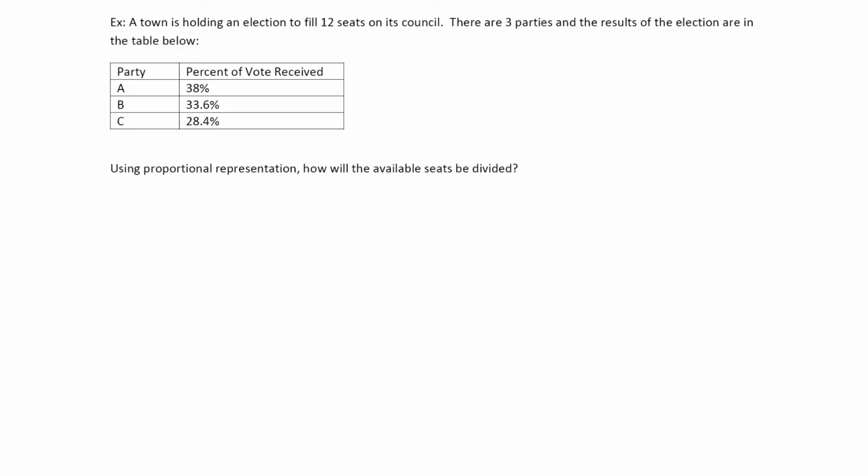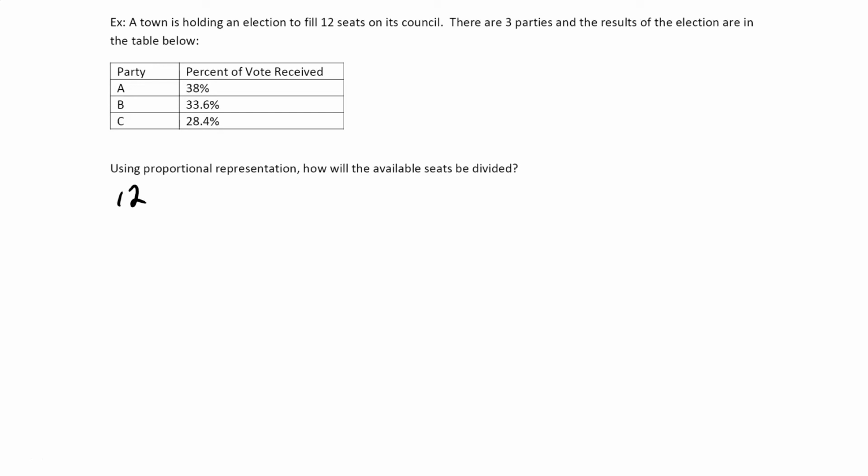Let's take a look at another example. A town is holding an election to fill 12 seats on its council. There are 3 parties, and the results of the election are in the table below. Party A got 38%, Party B got 33.6%, Party C got 28.4%. We want to use proportional representation to see how the seats will be divided.